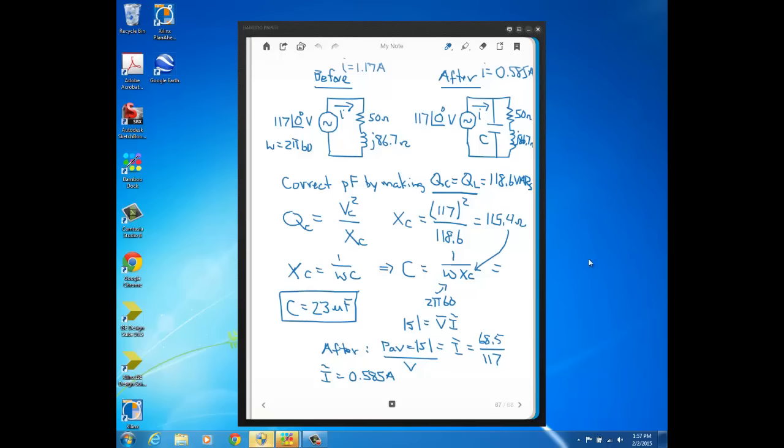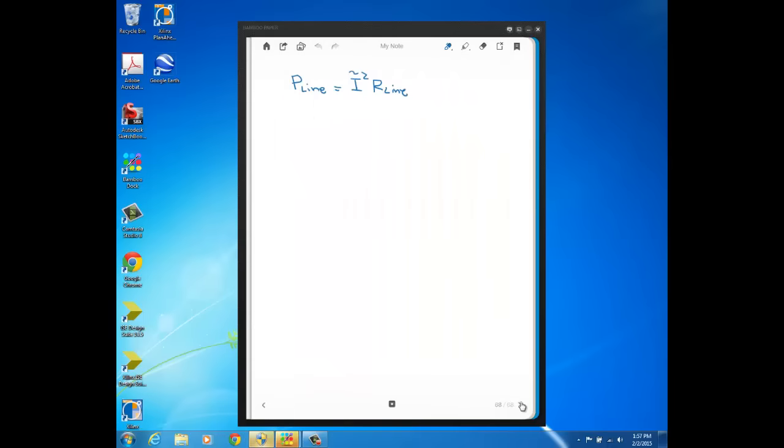So the answer to the question about motor performance is that the current before, and this is motor current, the current through the motor before the power factor is corrected is identical to the current through the motor after the power factor is corrected.